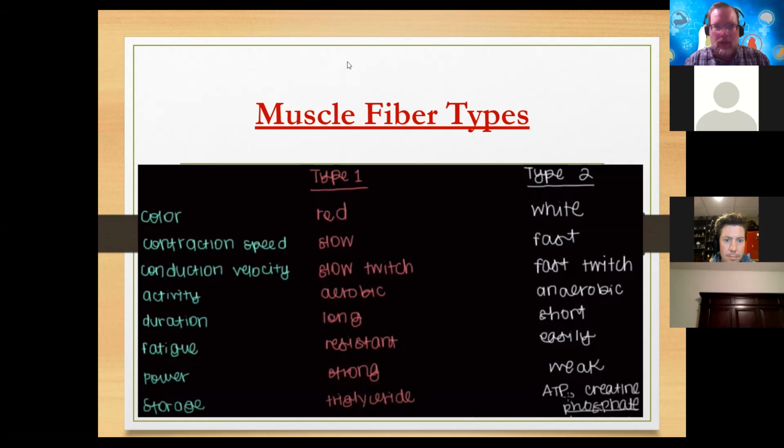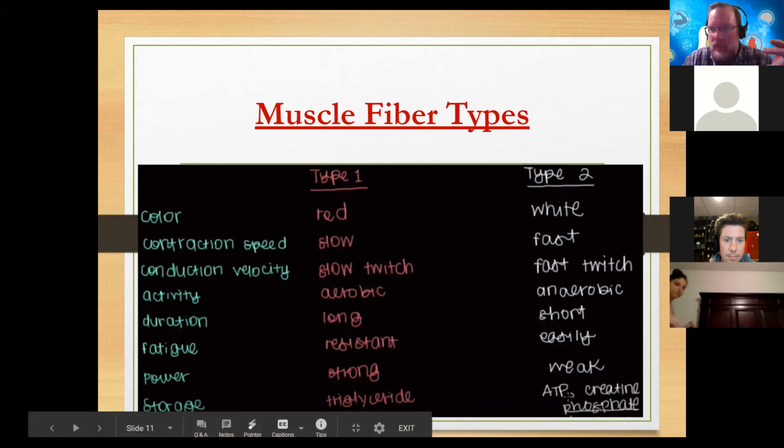All right, this is about it. We're almost done for the night. This next slide gets into the fast twitch, slow twitch stuff, type 1 and type 2 muscle fibers. There's a table in your portfolio you're going to have to fill out, and you only need to do 5 comparisons. That's all you need. This one has a couple extras, but we're going to look at muscle fiber types.